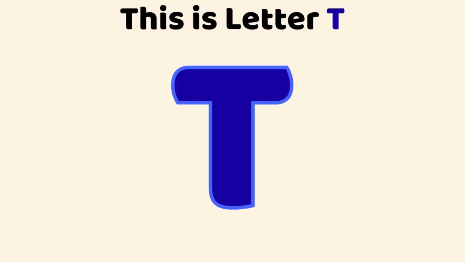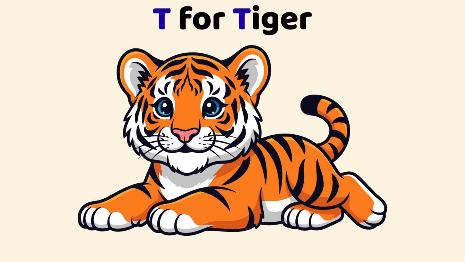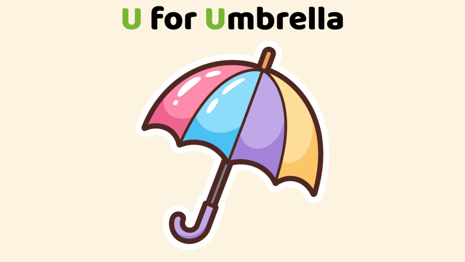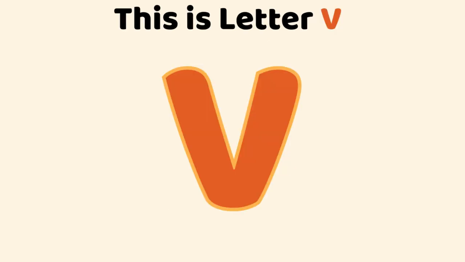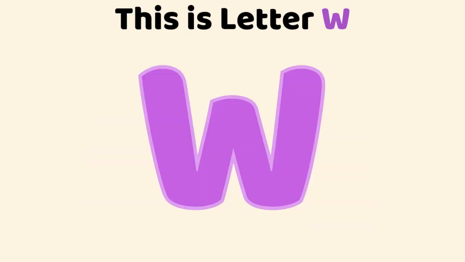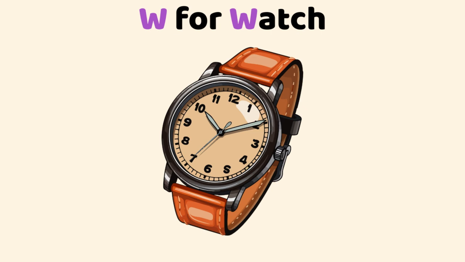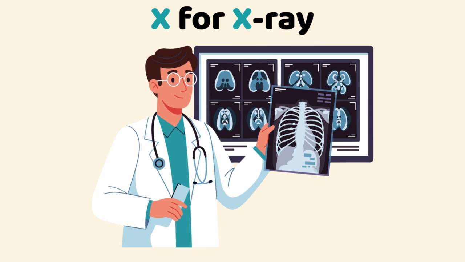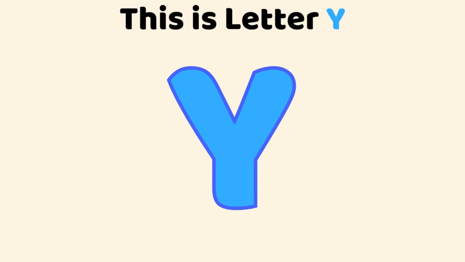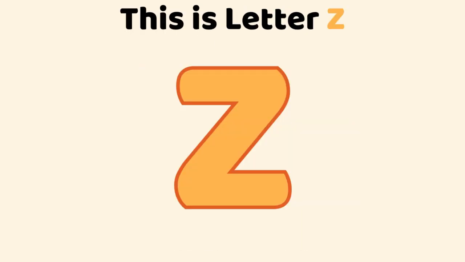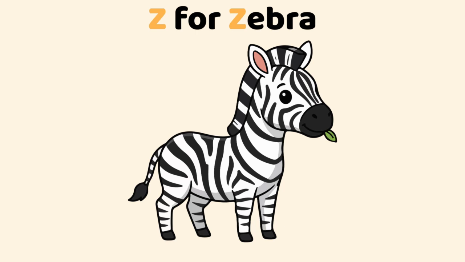This is letter T. T for tiger. This is letter U. U for umbrella. This is letter V. V for van. This is letter W. W for watch. This is letter X. X for X-ray. This is letter Y. Y for yak. This is letter Z. Z for zebra.